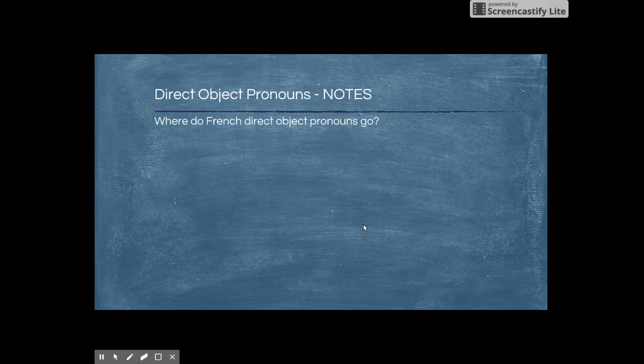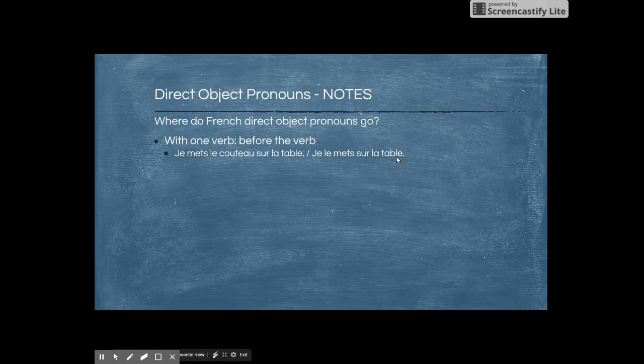So where do we put these French direct object pronouns? Right? So it depends on the sentence and the verbs that are in that sentence. So if there's just one verb, so if it's a simple tense, so for instance, present tense, imparfait, conditionnel, futur simple, it needs to go before the verb. Right? So je mets le couteau sur la table. What is being put on the table? Le couteau. So we're going to use the le, it's masculine singular.